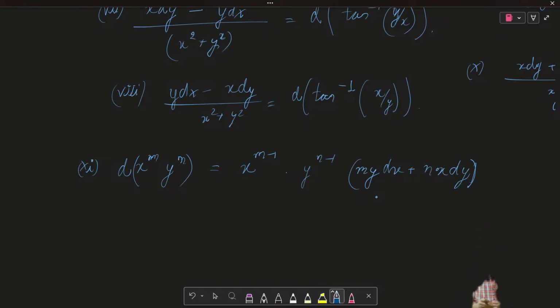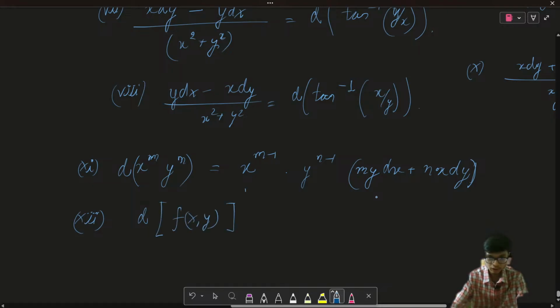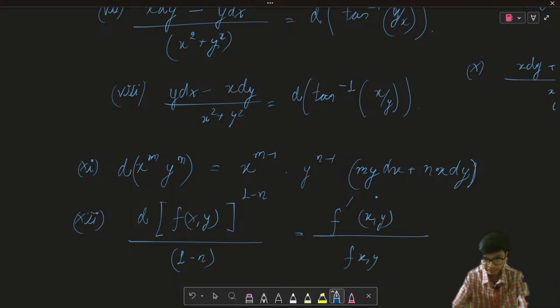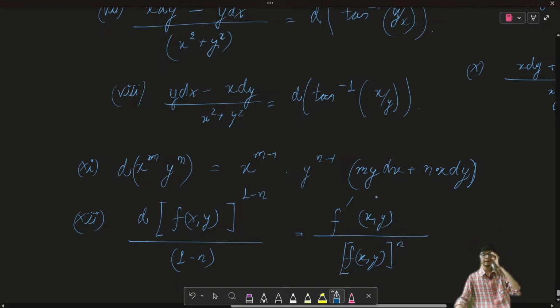All right, so please note this particular expression carefully so that you can apply them in the question as and when needed, right? And the last identity among this can also be given as: the derivative of some function f of x comma y to the power of 1 minus n, whole divided by 1 minus n, is simply the derivative of the function f of x comma y divided by the same function whole raised to the power n. So this is the following identity that you can remember in order to solve the question really quick.